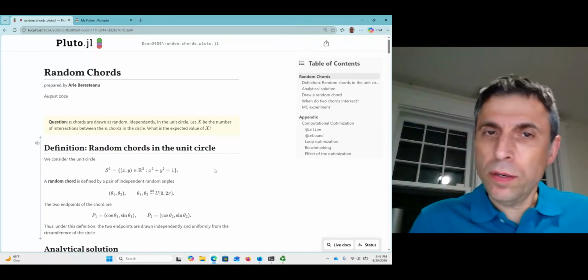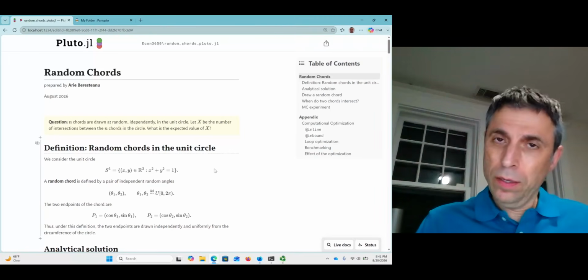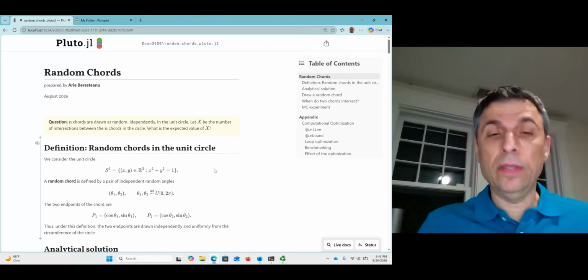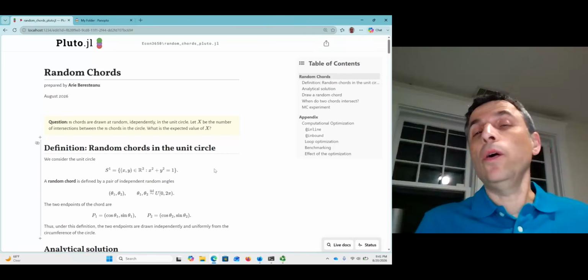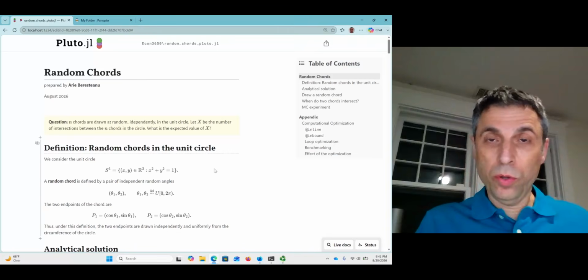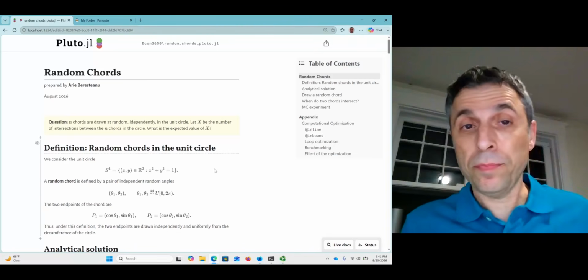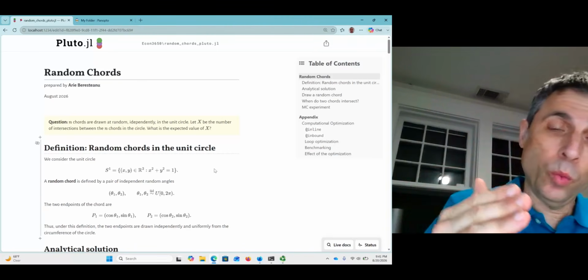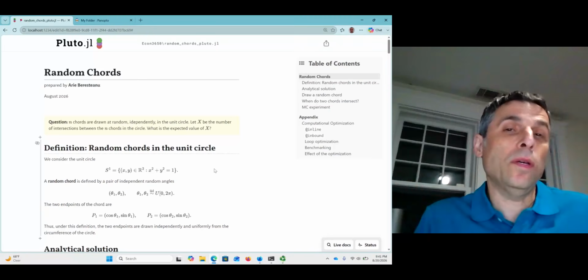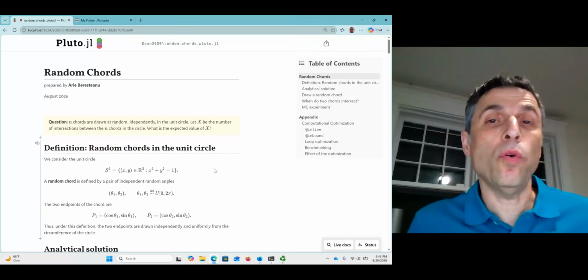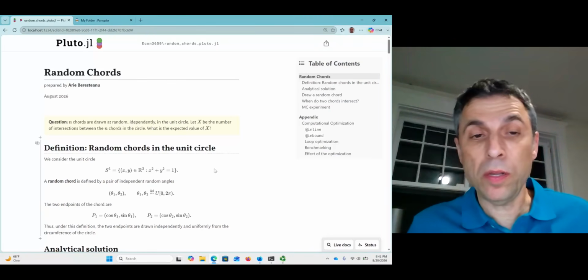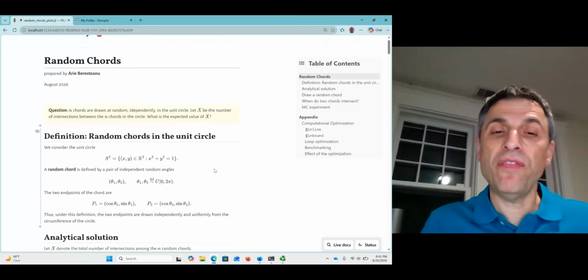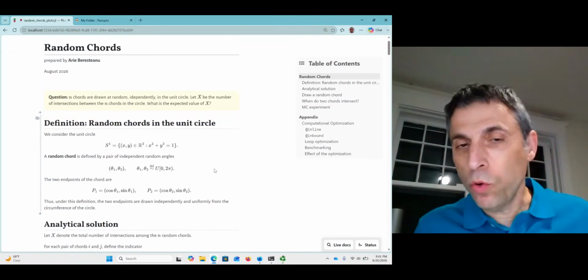Suppose we have the unit circle, we draw n random chords independently, and we count how many of these chords intersect. And it's random chords, so we would like to know the expected value of the number of intersections. That's the question. Okay, so first of all, let's define what a random chord means.